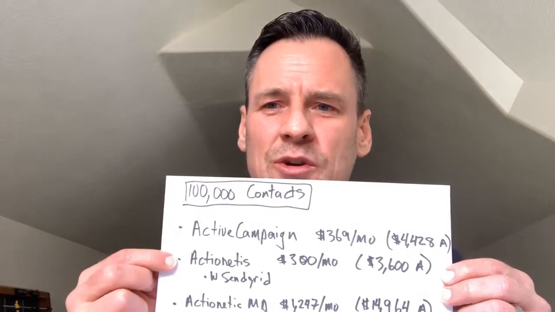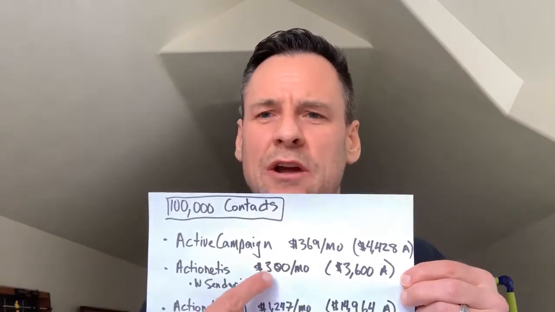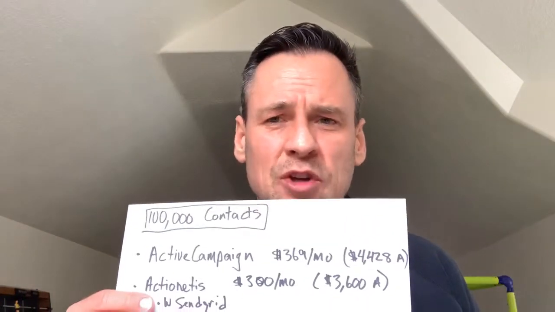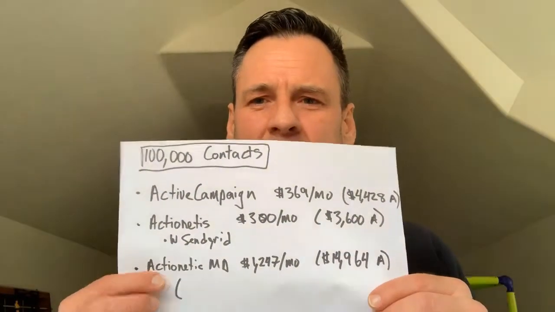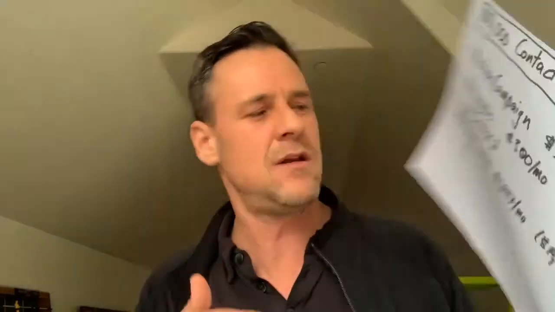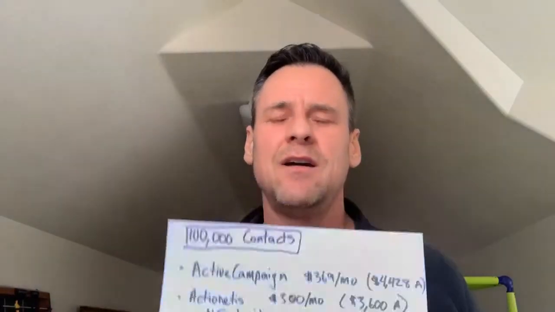Well, if I use the Actionetics SendGrid strategy, I am going to be $300 a month, and then that means I'm $3,600 annually. So boom, as far as cost comparisons, Actionetics, you win, because it's just flat out cheaper. Fantastic. If I go into Actionetics MD, this is where things get a little bit interesting. Actionetics MD, I'm $1,247 a month, which is $14,964 annually. Wait a minute.